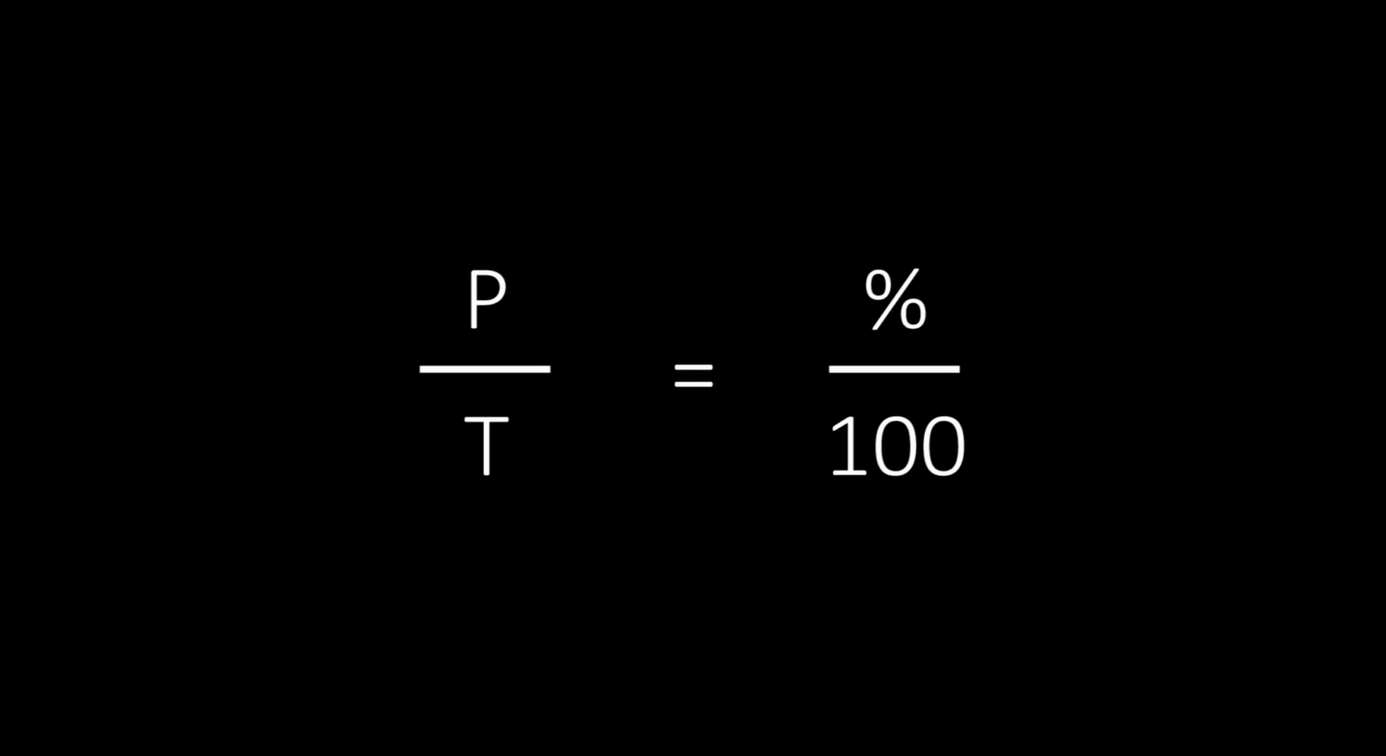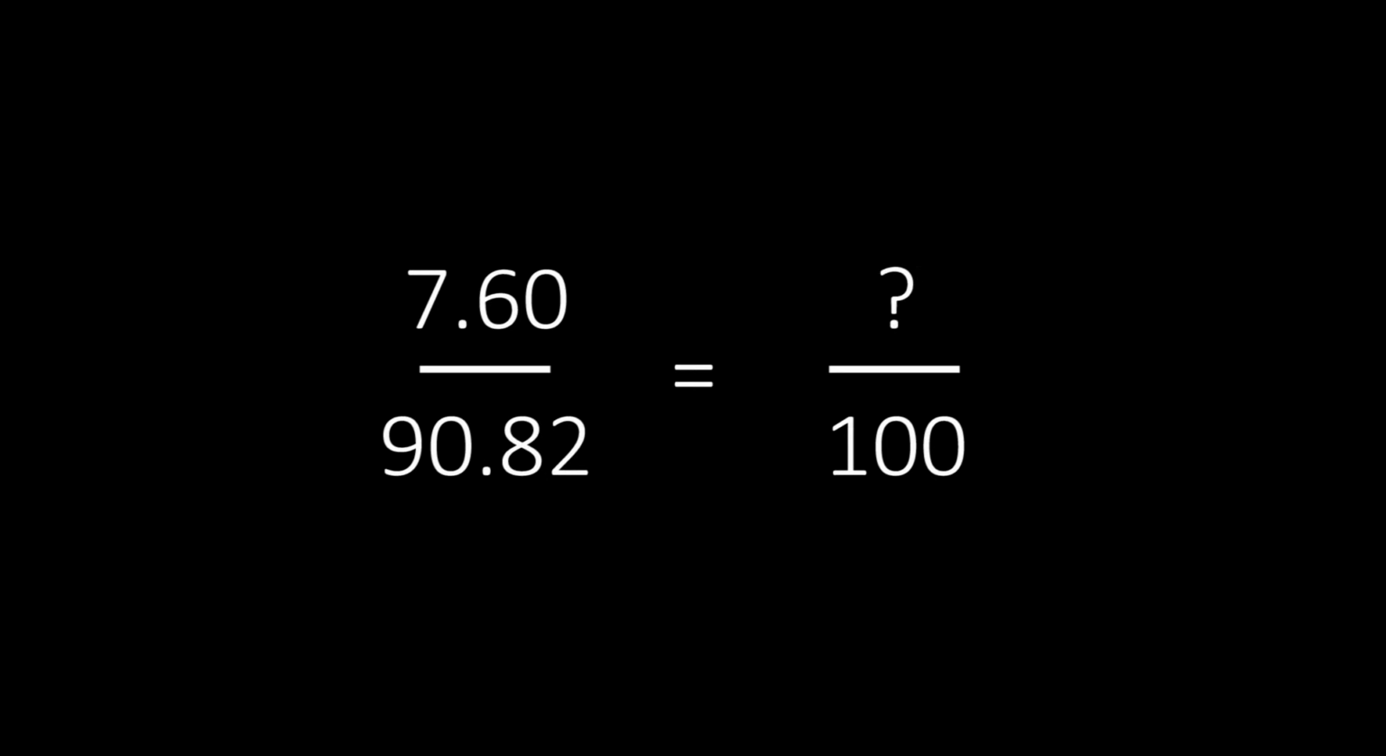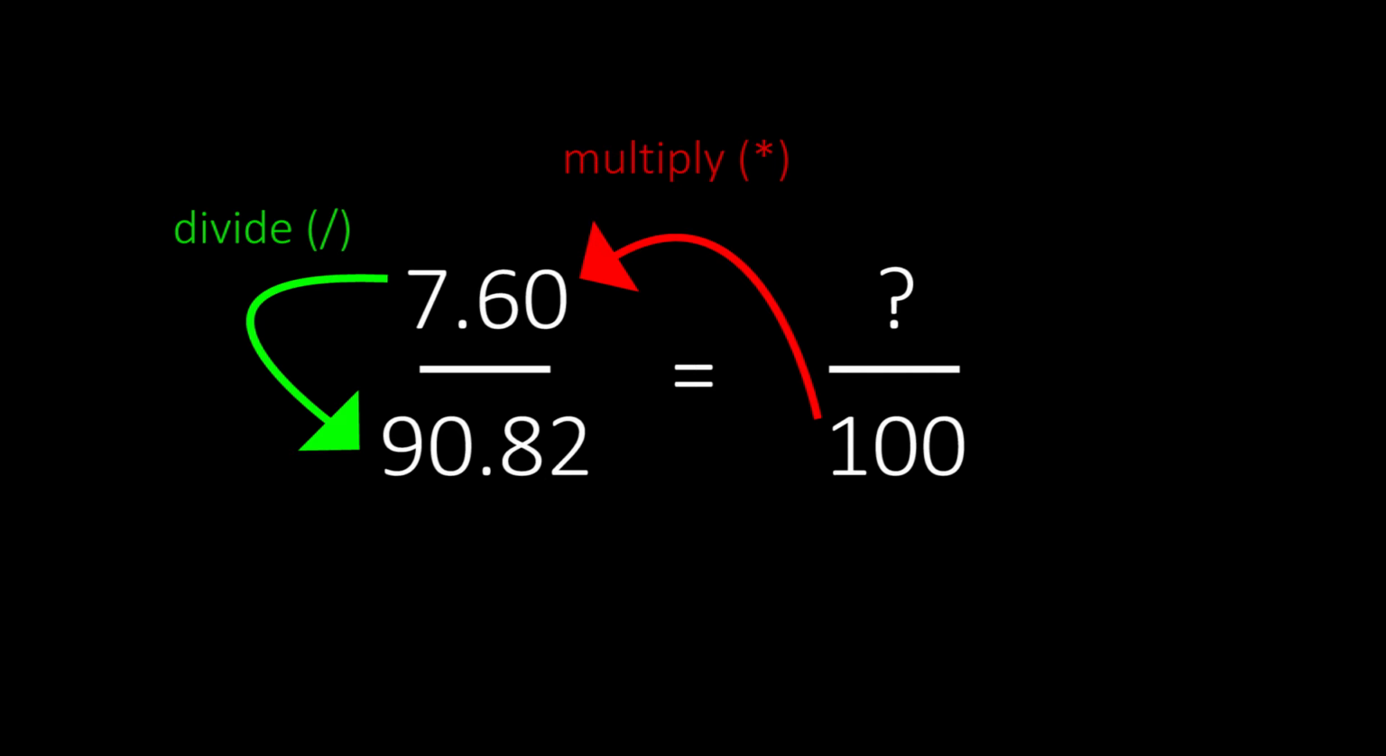Okay, so how are we going to do this? Same thing, we use the formula. We know the part, that is 7.60. Then the total would be 90.82. We don't know the percentage and we put 100. Now we multiply diagonally and we divide by the other number. And what do we get? We get 8.368%, so roughly 8% tax.